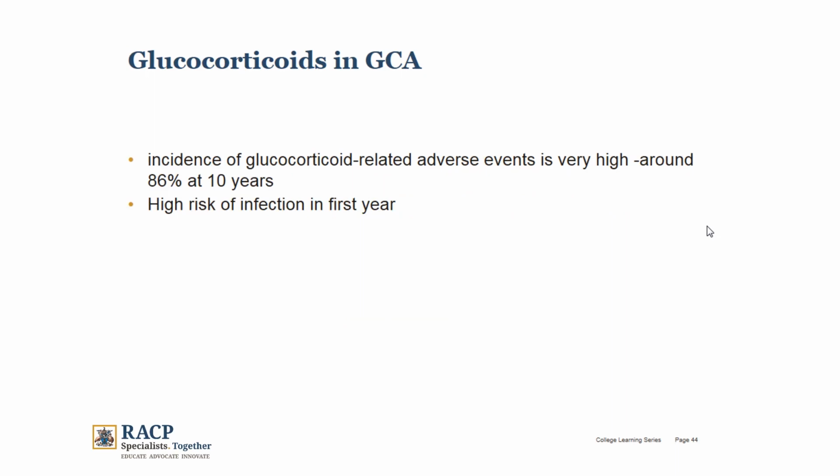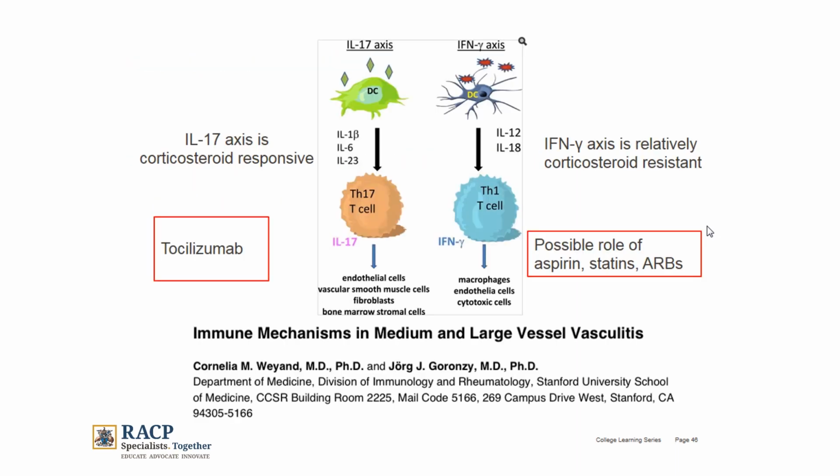The incidence of steroid-related adverse effects is very high, around 86% at 10 years. And there is higher risk of infection, as mentioned earlier, in the first year. The interleukin-17 axis in the pathogenesis of giant cell arteritis, as we know, is steroid responsive, whereas the interferon gamma axis is relatively resistant to steroid therapy.